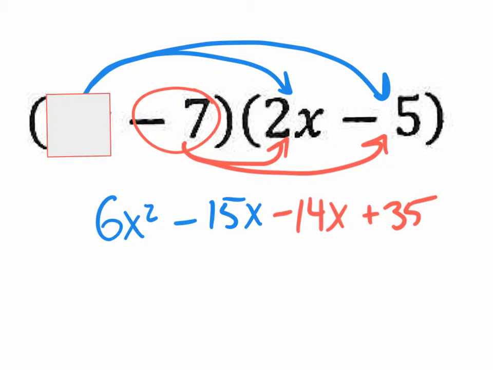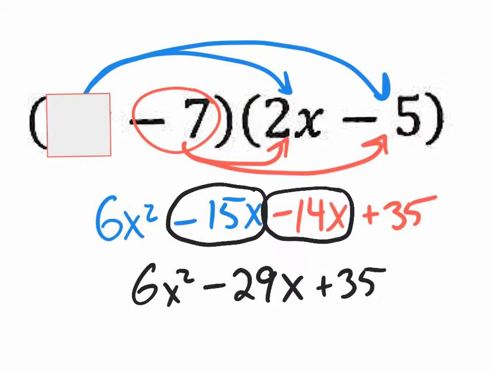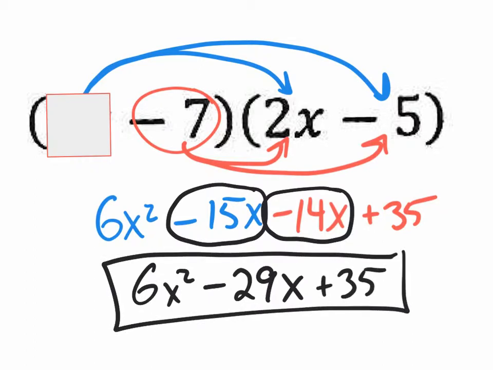They're both x's. I like to circle or box in or squiggly underline them and combine the negative 15x with the negative 14x. That's simply you owe $15, you owe $14. You're going to owe a lot of money. You're going to owe $29. But in this case, 29x's. And of course, that 6x squared comes down. The plus 35 comes down. And that's it. That's your answer.